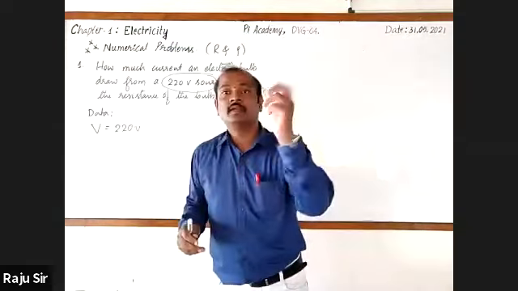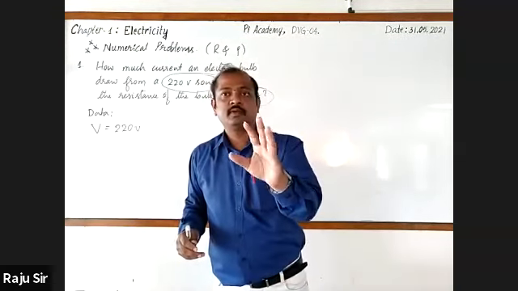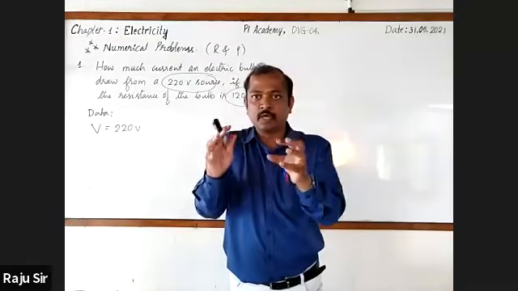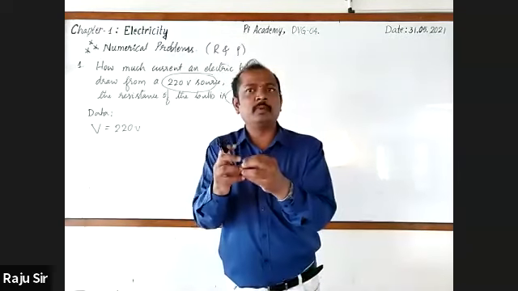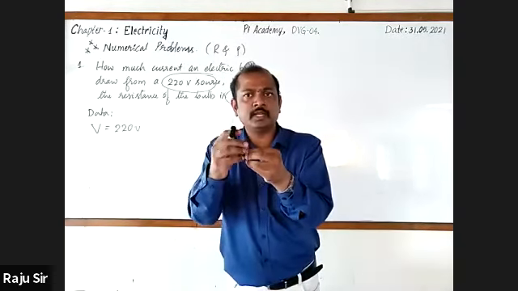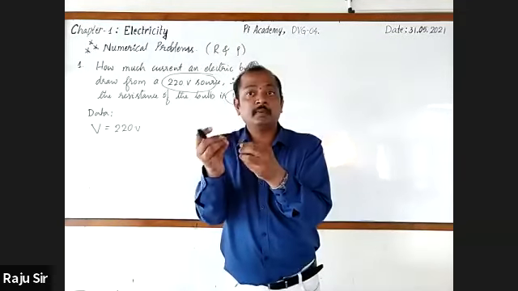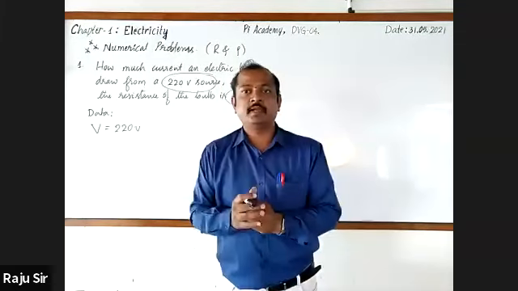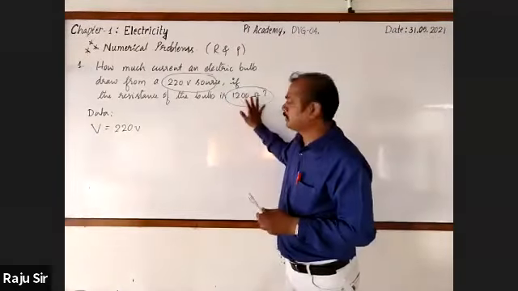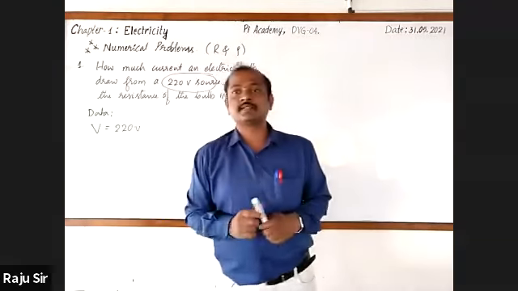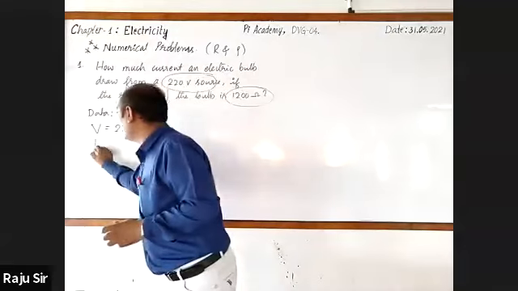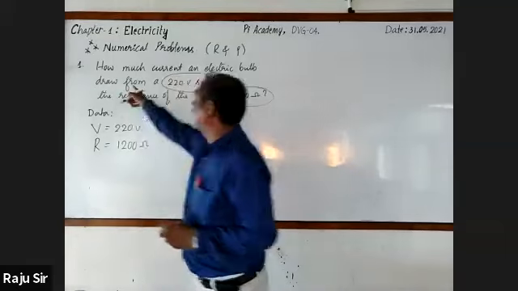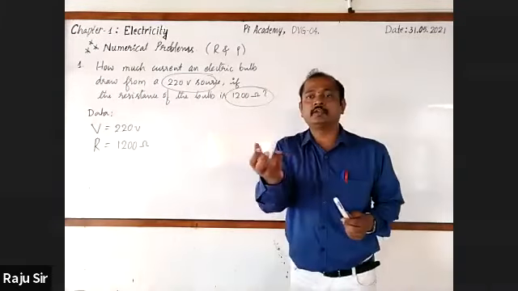1200 ohm is the opposition offered for the flow of electrons by the electric bulb. If there is more opposition, the collision will be more. Due to collision between the electrons and atoms, the metal heats up and gives a large amount of light. So here 1200 ohm is the resistance of the conductor. So we can write R is equal to 1200 ohm, and you are going to find out the amount of current drawn by the bulb.